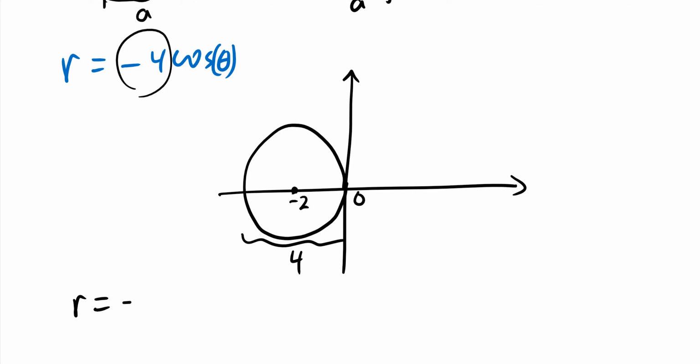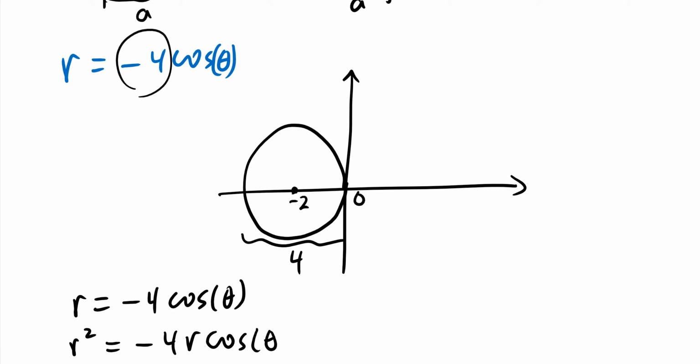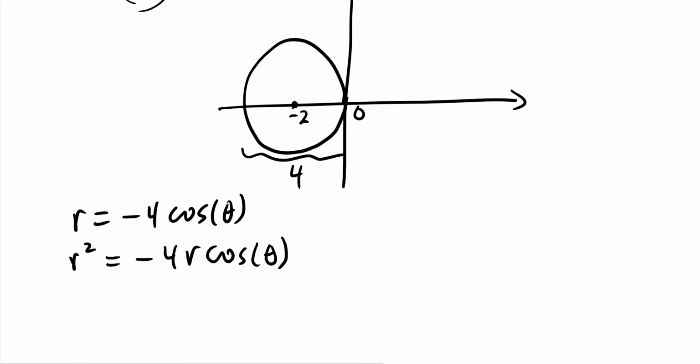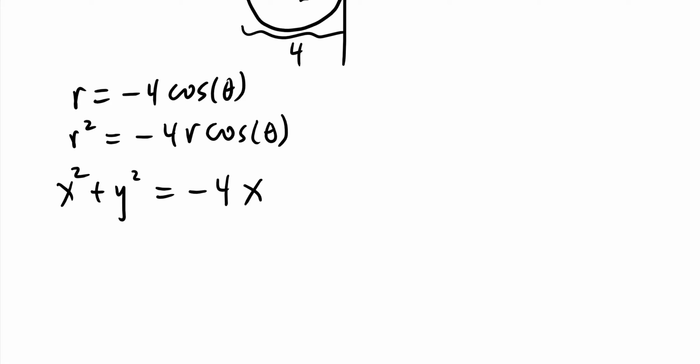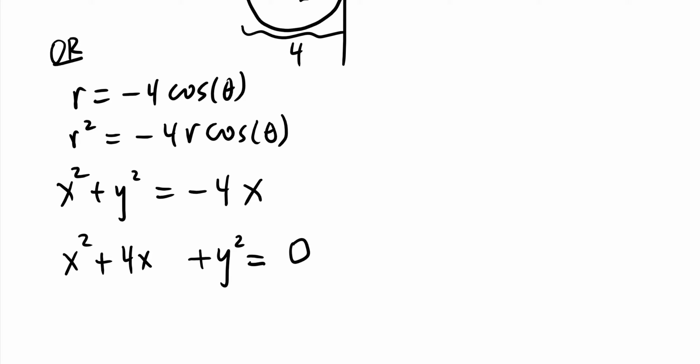So r equals negative 4 cosine theta. Multiply both sides by r. Then this is x squared plus y squared equals negative 4, r cosine theta is x. So then what do we do? We add 4x to both sides. That's like a second method. What we need to do here is to complete the square.